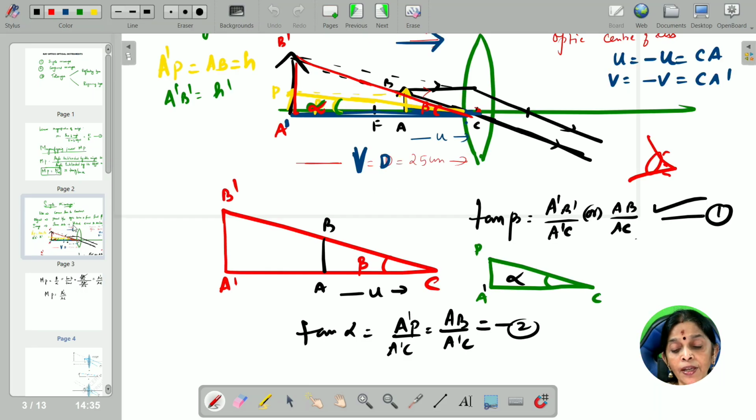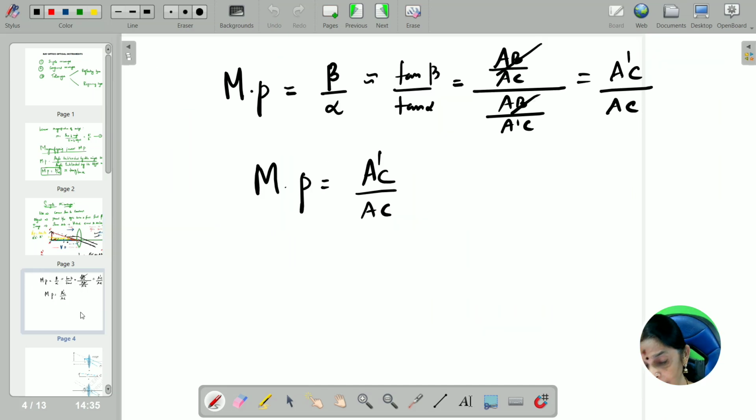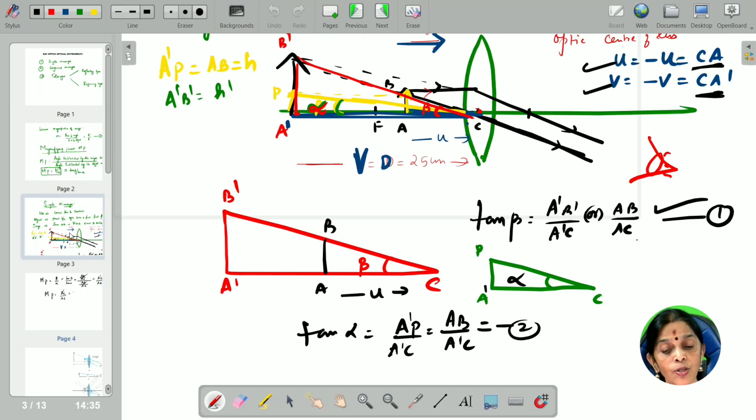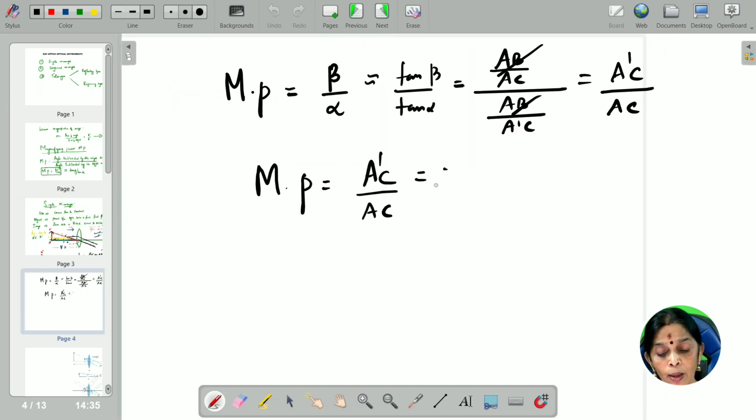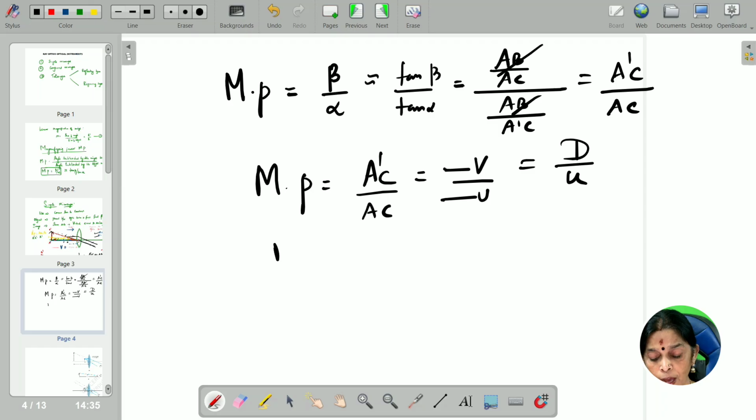Children, come here to this page and then you see the diagram. What is AC? Sign convention, what does it say? Yes, minus U. What about C A dash? That is minus V, sign convention says. So I am writing the same thing here: A dash C is nothing but minus V, so I am writing minus V divided by minus U. But what is V? V is nothing but least distance of distinct vision, therefore D by U. So finally I got the result MP is equal to D by U. So I am writing this is equation number 3.